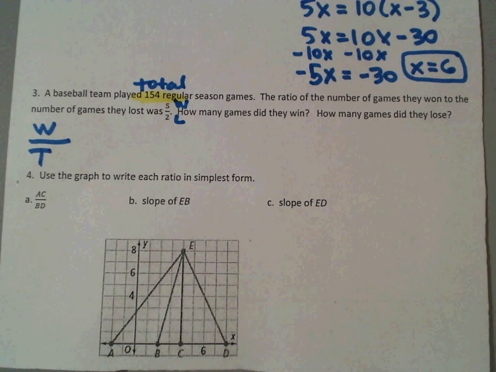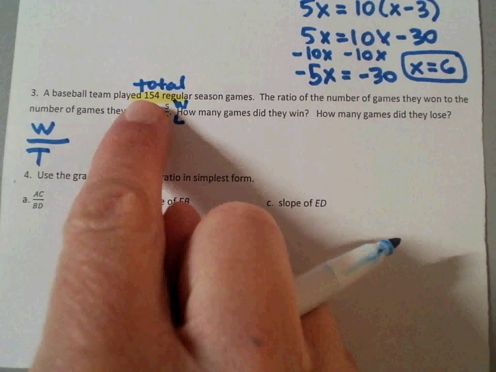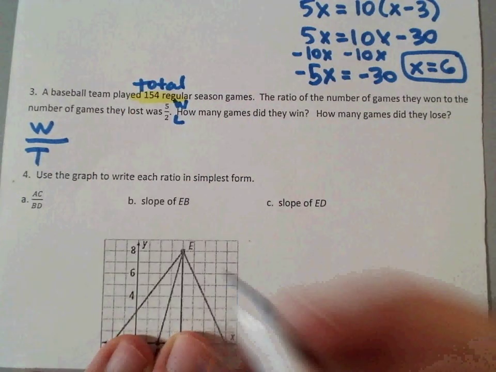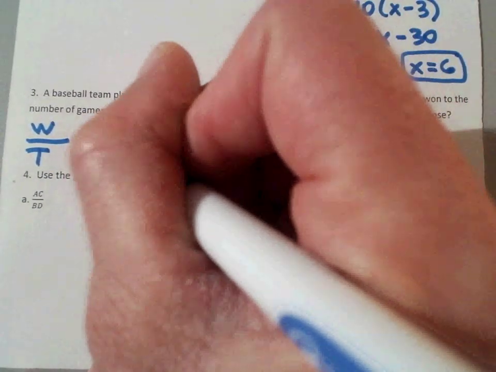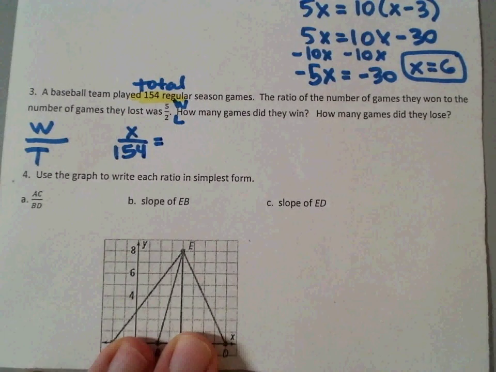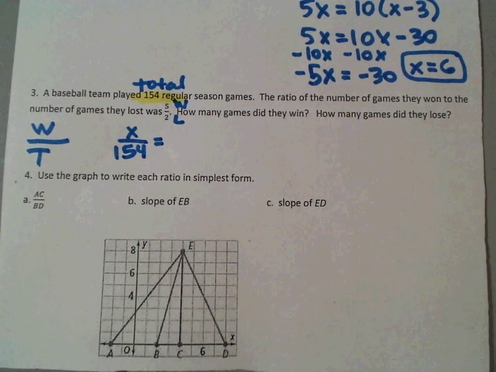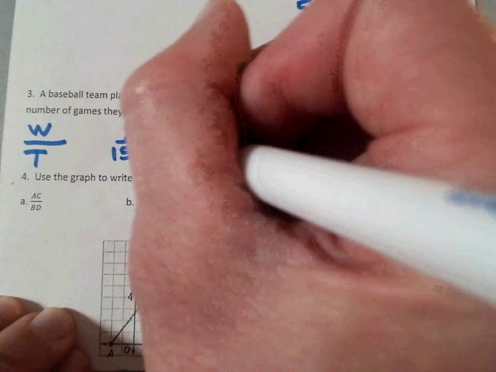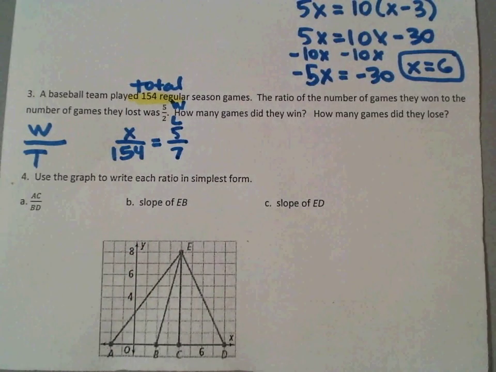Okay? All right, well, one of the total numbers I have is 154. Do I know how many wins go with 154? No, that's the part I don't know. So that's going to be x over 154. Now give me another little ratio I know with the number of wins and the number of total. 5 over 7. Very good. I know 5 wins for every 7 games. Make sense? See where she got that 7? All right, good.